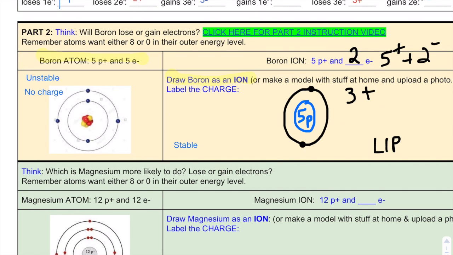Now it doesn't ask you this, but is this a cation or an anion? It's positive, so it's a cation. And that's just a little bit of vocabulary.